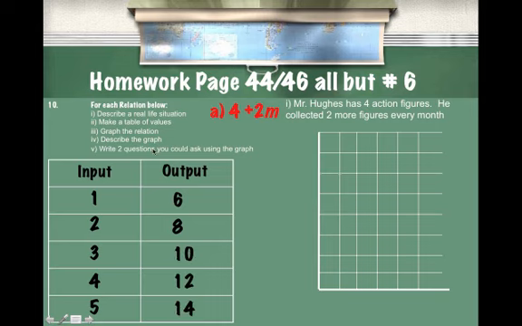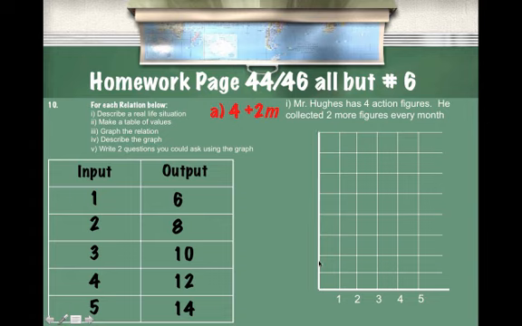So therefore, after 5 months, Mr. Hughes would have 14 Star Wars action figures. Next, I need to graph the results. These are my input. Again, input is always on the x horizontal axis. I place my outputs on the y vertical axis.